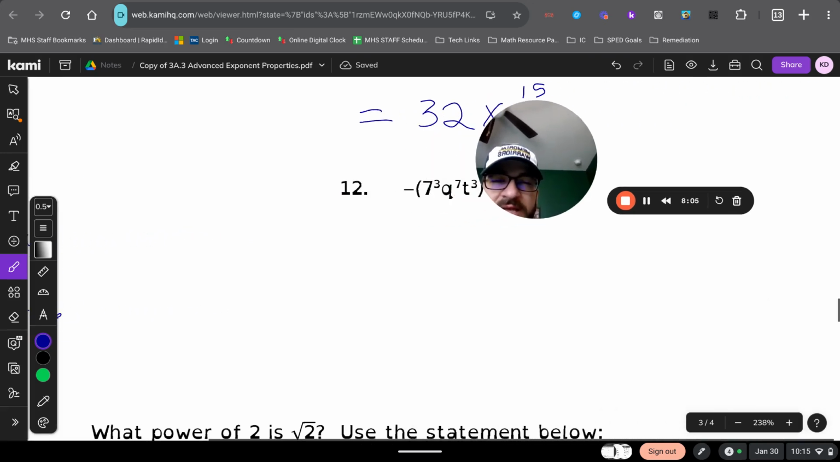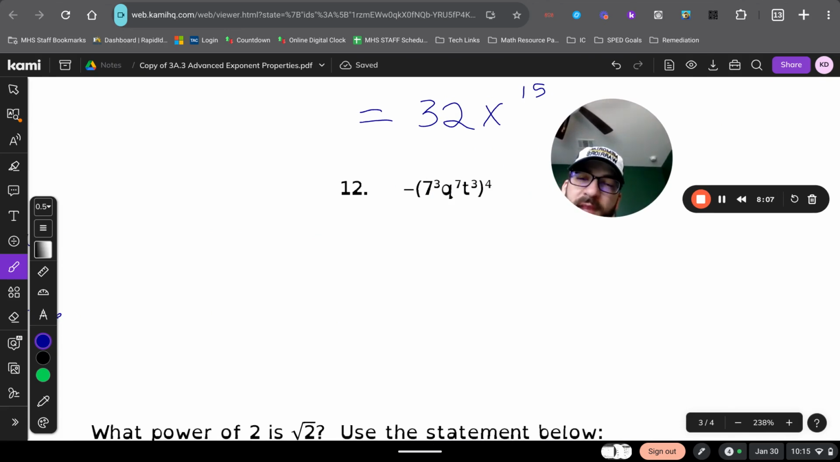And our very last one, y'all, we have our 12 with that negative on the outside, 7 cubed, q to the 7th, t to the 3rd, but then all being taken to the 4th power. So we talked about this before, that when we have that negative on the outside of a parentheses, we are not going to apply that negative until the very end. So I'm just going to rewrite my answer with that negative on the outside because I know that negative is going to be on the outside of the parentheses, so it's not going to get multiplied in.